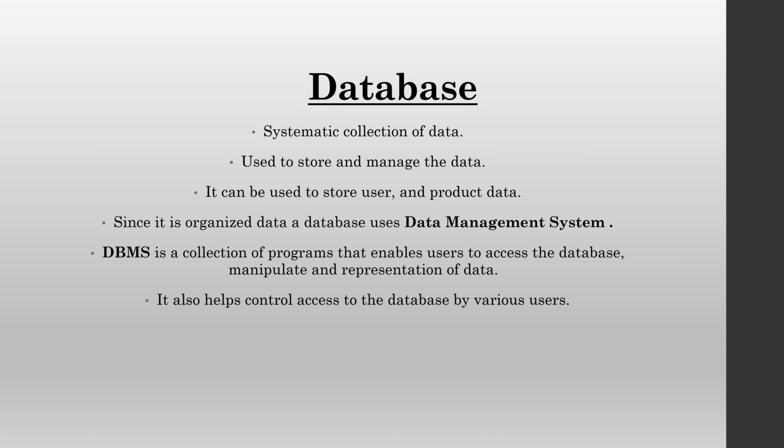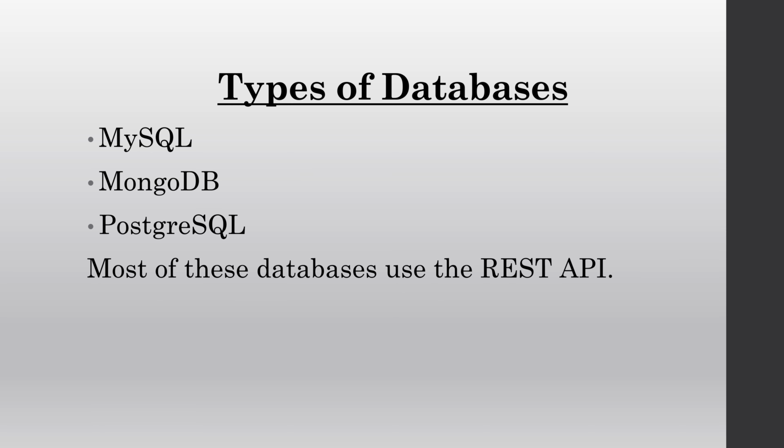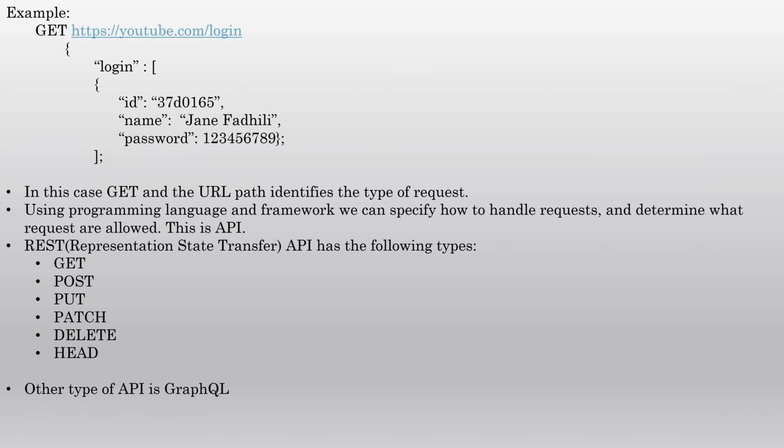And there are different types of databases. We have MySQL, MongoDB, PostgreSQL, and most of these use the REST API. So here is an example of how to store the data. For example, if you want to log in, you use the type GET and then www.youtube.com. So this youtube.com is the URL, and then the login is the path.